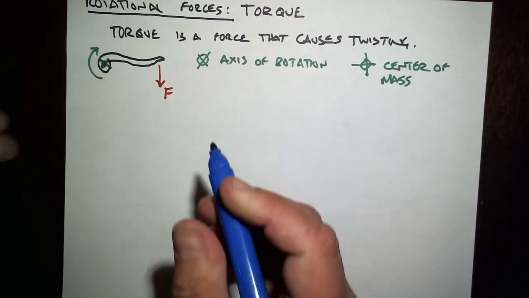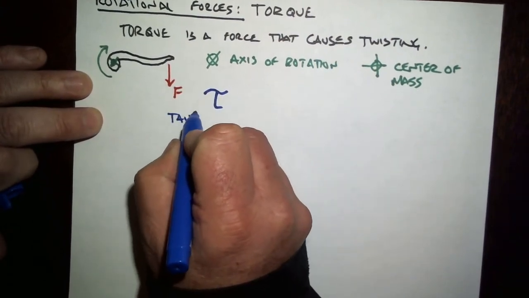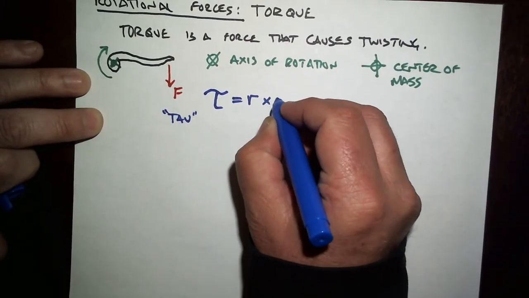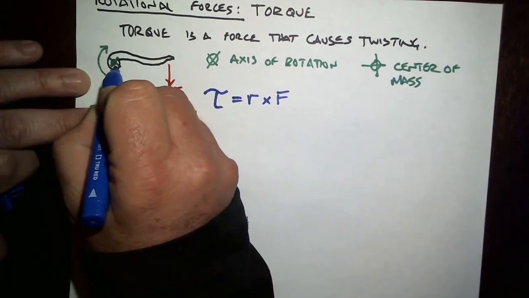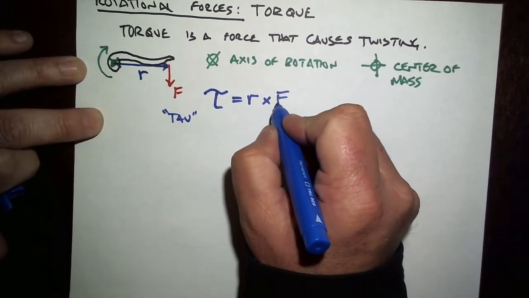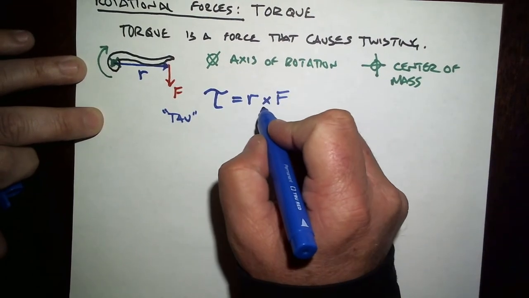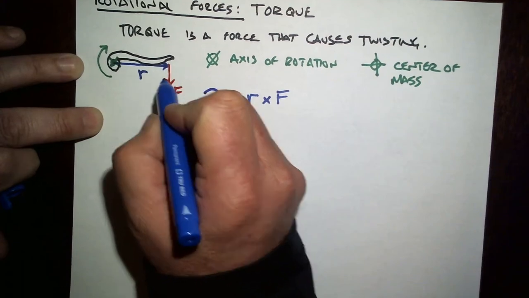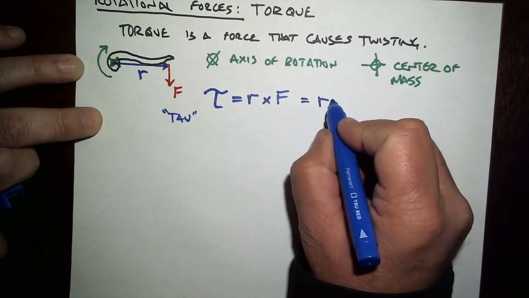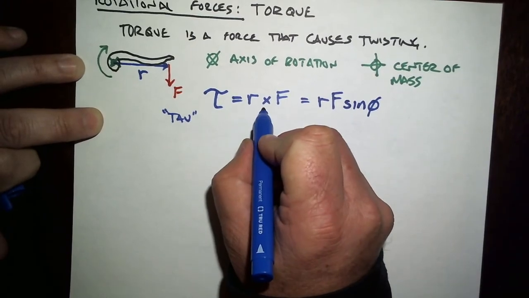So how much torque is abbreviated with this letter tau, and it's for torque, and torque is equal to R cross F. R is how far away from the axis of rotation the force is applied, and F is the amount of force. Now this cross is a special vector thing called a cross product, and what it does is it honors the fact that there should be a right angle between these two things. So if you don't quite get a right angle between them, you can take R times F times the sine of the angle between them. That's a cheap and cheesy way to get the cross product going.